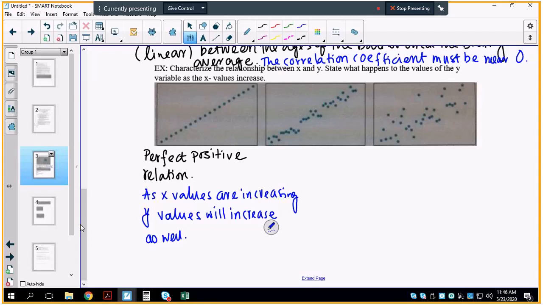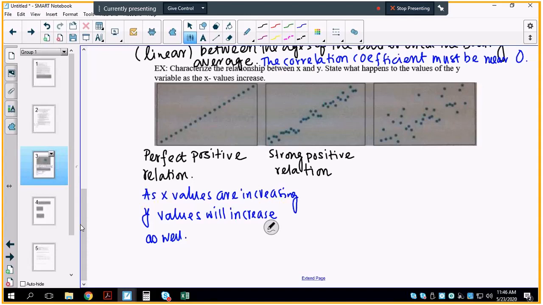Now we will concentrate on the second graph. The second graph, of course, is not a perfect rising straight line, but I see a strip of points that is rising as well. So we'll say that this is a very strongly positive relationship. So this one is not perfect, but it's a strong positive relation.